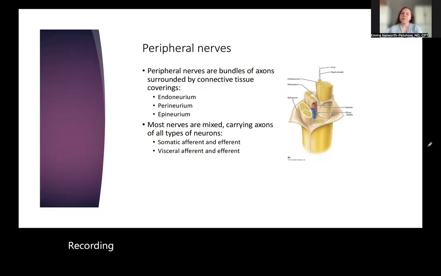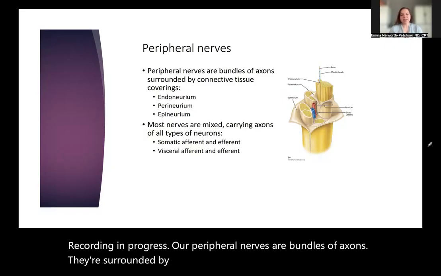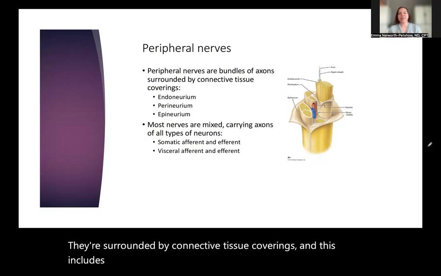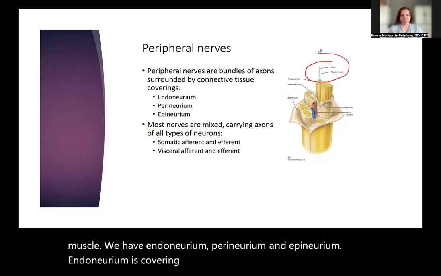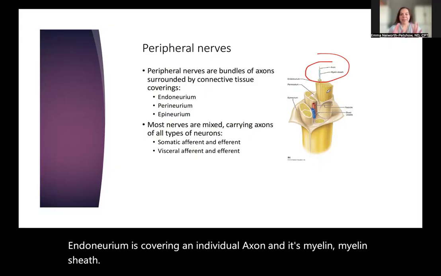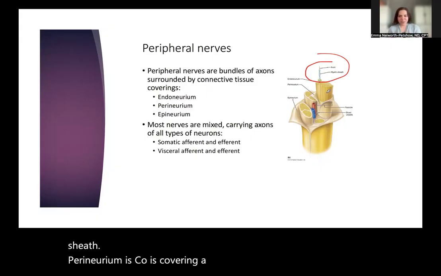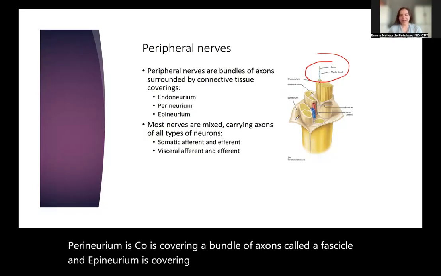Our peripheral nerves are bundles of axons that are surrounded by connective tissue coverings, and this includes something that should feel really familiar if thinking about muscle. We have endoneurium, perineurium, and epineurium. Endoneurium is covering an individual axon and its myelin sheath. Perineurium is covering a bundle of axons called a fascicle. And epineurium is covering the whole peripheral nerve together, which includes blood vessels.